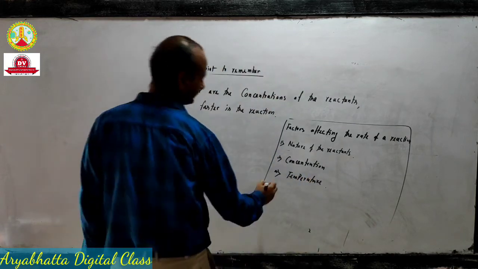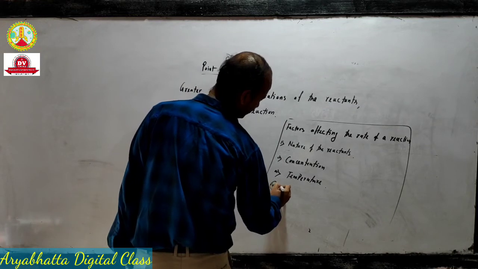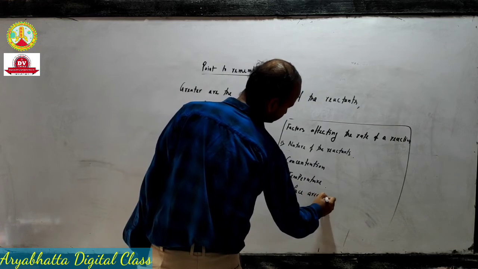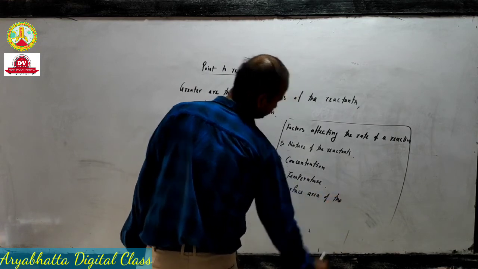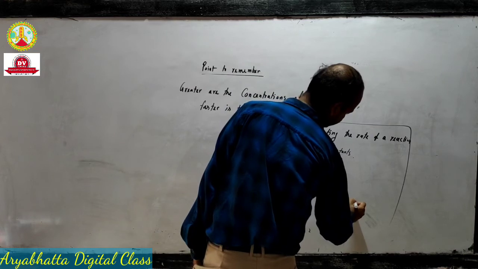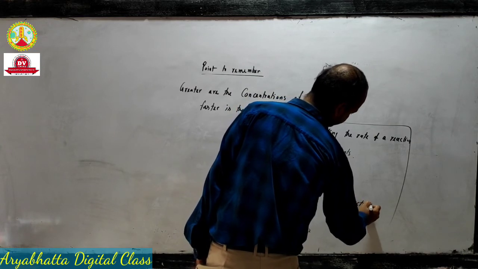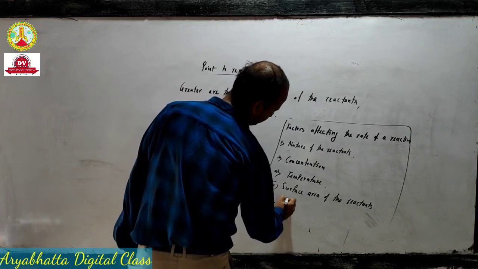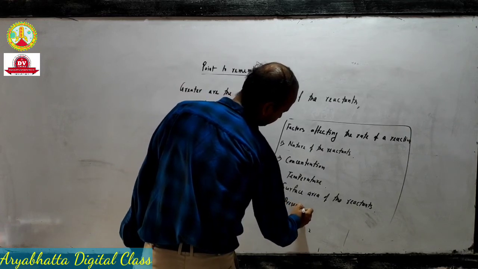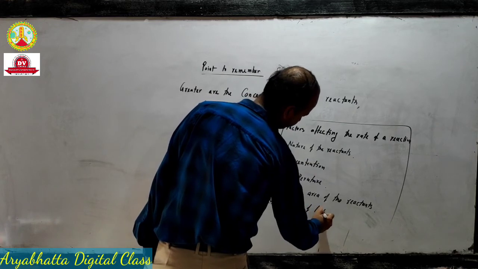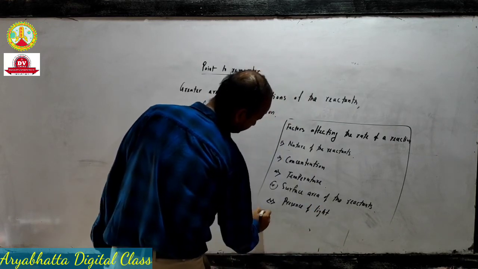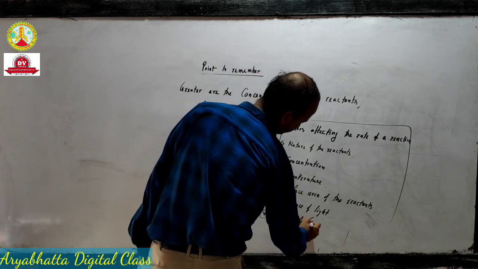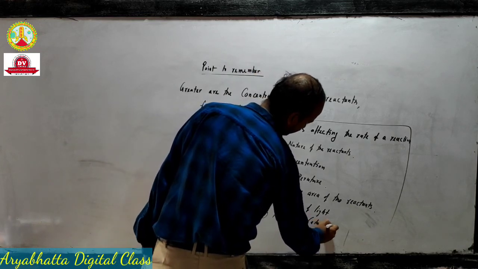Next, surface area of the reactants. And one more was presence of light. And this is presence of catalyst. Presence of catalyst.